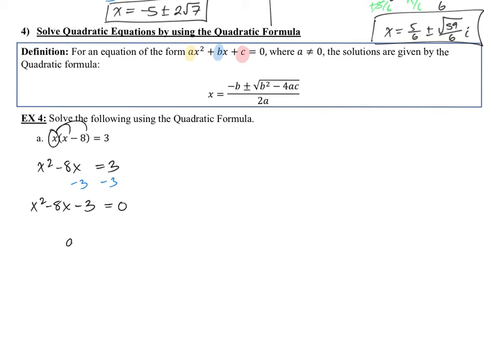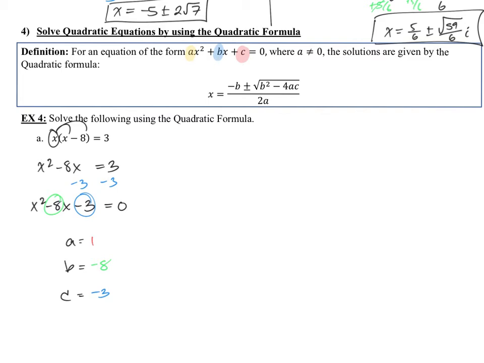So let's find a, b, and c. I always like to state them on the side in case I drop a negative or something. So a, it's the value by the x squared. But what's by the x squared? It's just 1. Whenever you don't see a number, that is the 1. All right, b is negative 8. Please remember the negative. And c is negative 3. All right, let's go ahead and stick these in.